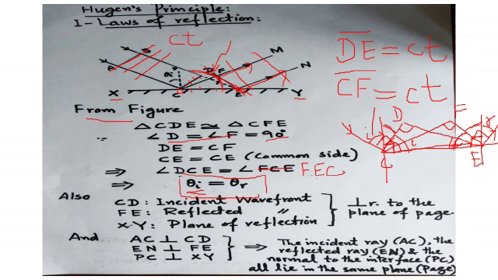And what is XY? This is the plane of reflection, or you can say this is the interface from which light is reflecting. Now AC, which is the incident ray, this is perpendicular to the incident wavefront CD. EN, which is the reflected ray, this is perpendicular to the reflected wavefront FE. And PC, which is the normal to the interface, this is perpendicular to the interface XY. Okay, so you can see all these three, namely the incident ray, the reflected ray, and the normal at the point of incidence, these are perpendicular to these three things.